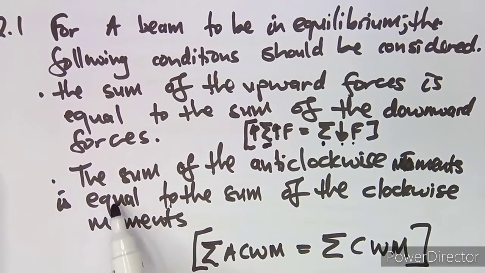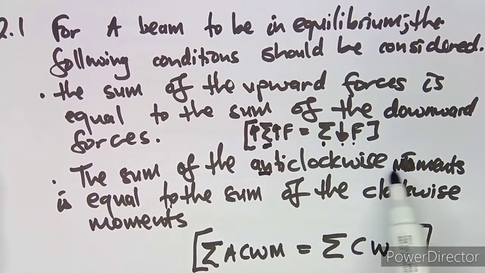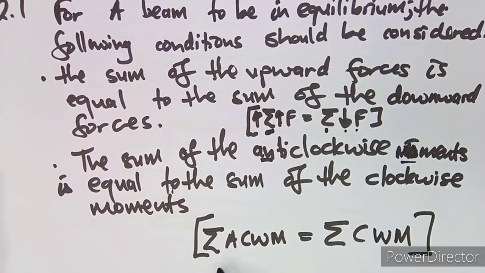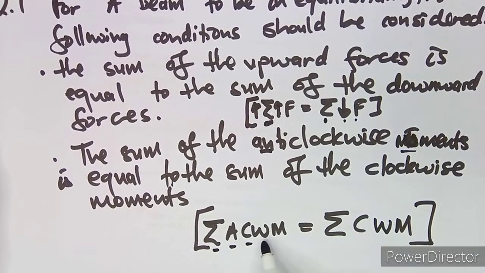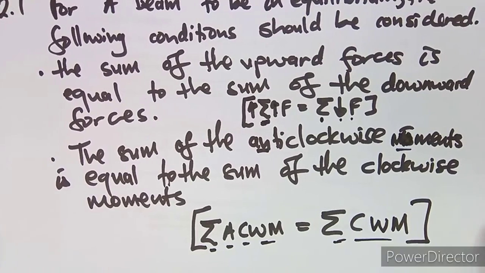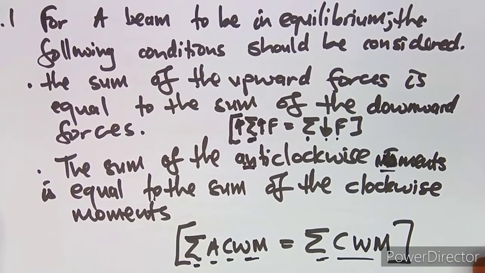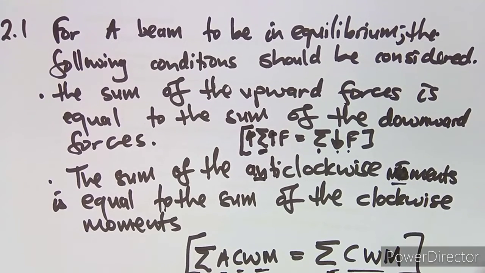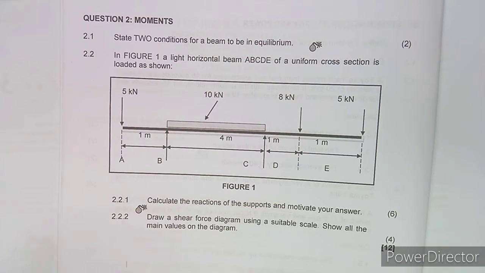Then we move on to the sum of the anti-clockwise moments being equal to the sum of the clockwise moments. It can be anti-clockwise equal to clockwise, or clockwise equal to anti-clockwise, but the idea there is the sum. So these are the two possible conditions you can refer to for a beam that is in equilibrium.